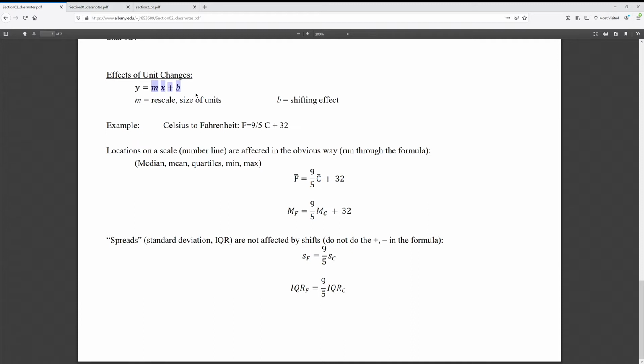A good example of where we've got both of these principles in play, where the size of the units are different and where the 0 point is different, is Celsius to Fahrenheit or vice versa. We'll look at that example a bit later, but let's start out with something a little simpler.